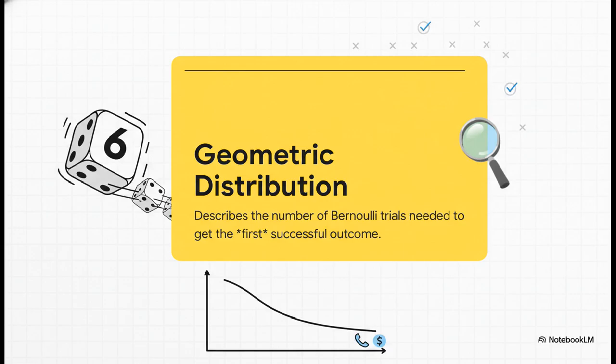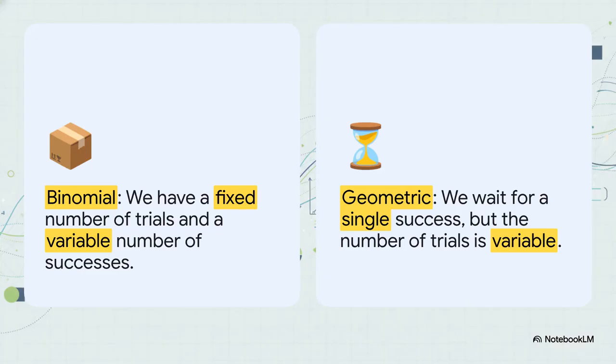This is a model for patience, really. How many times do I have to roll a die to finally get a 6? Or how many calls do I have to make to get my first sale? This slide nails the crucial difference between the two. With binomial, the number of trials is fixed, and we count up the successes. With geometric, the number of successes is fixed, we're stopping at exactly 1, and we count up the trials it took to get there.